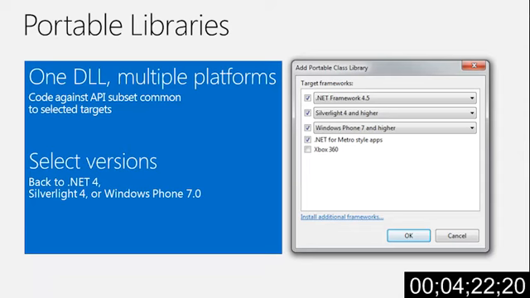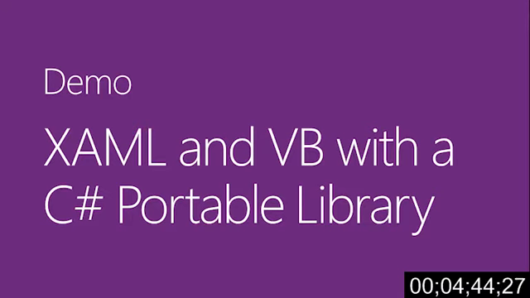Visual Studio 2012 makes this much easier for you. So in addition to Silverlight and .NET Framework 4.0, you can now create a portable library across .NET for Windows Store apps, Windows Phone, Xbox 360, multi-targeting your common core code base. It prevents you from using features that aren't available across all of your chosen platforms. So let's take a look at a demo where we use XAML and Visual Basic with a C# portable library to target multiple platforms.